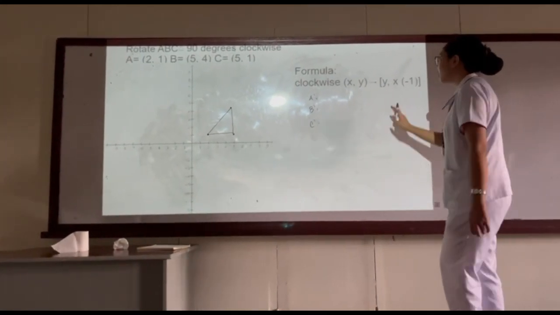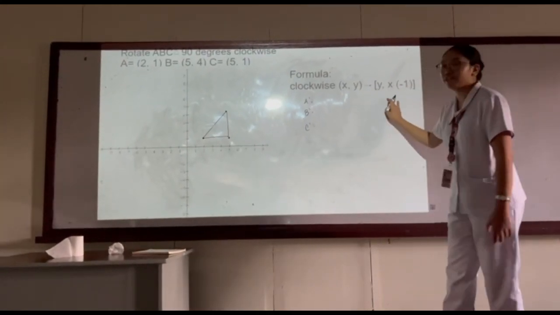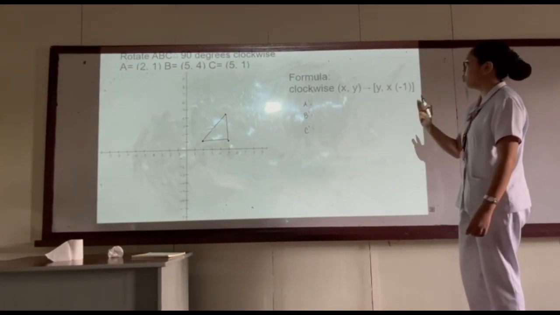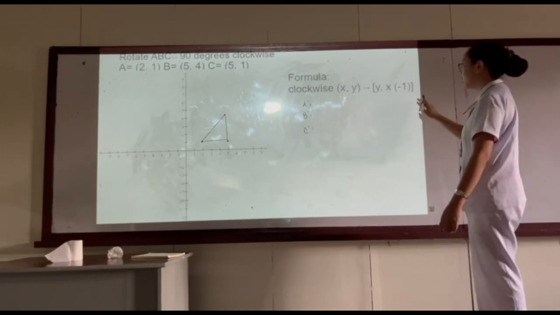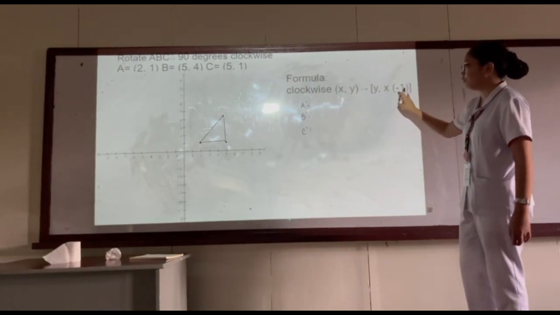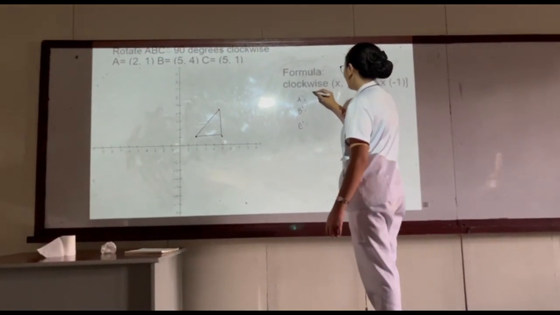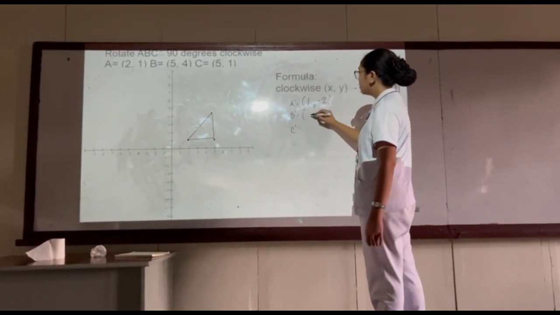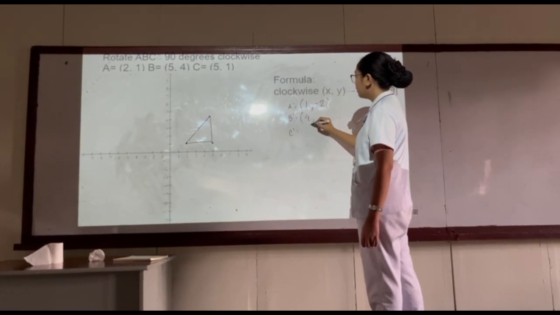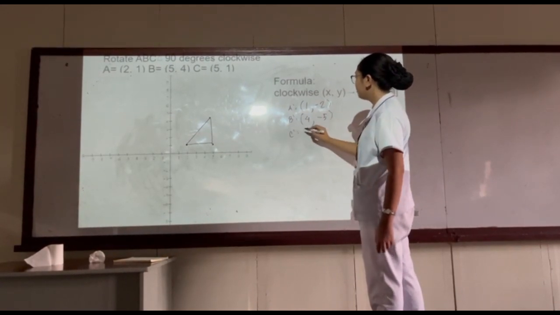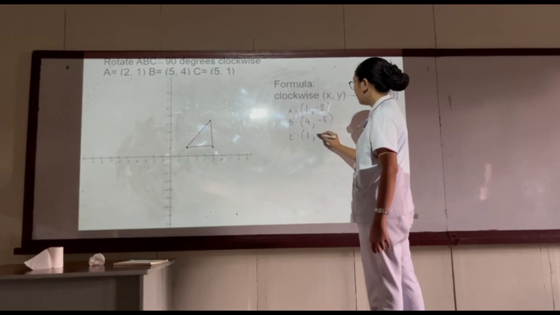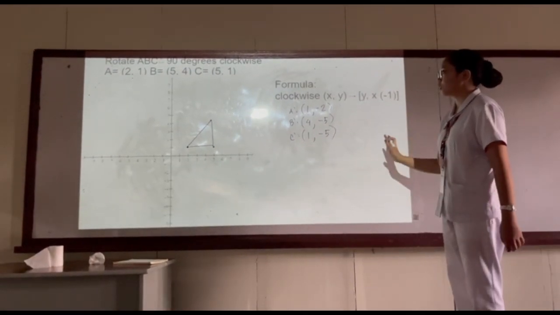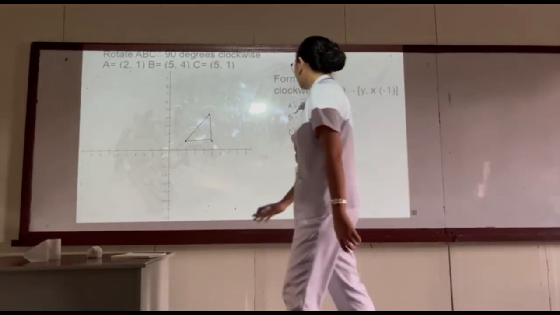So since we're gonna interchange the values, our y will now be 1 and our x will be 2, -2, since it's multiplied to -1. So 1, -2, 4, -5, and 1, 5. So here are our new coordinates.